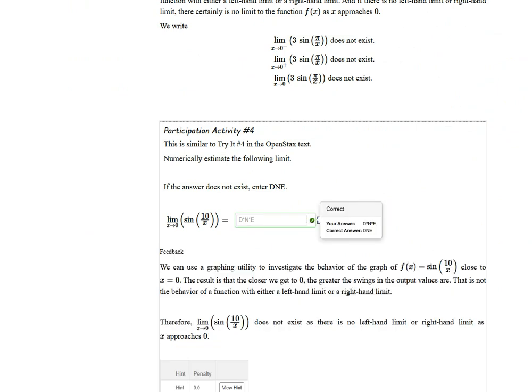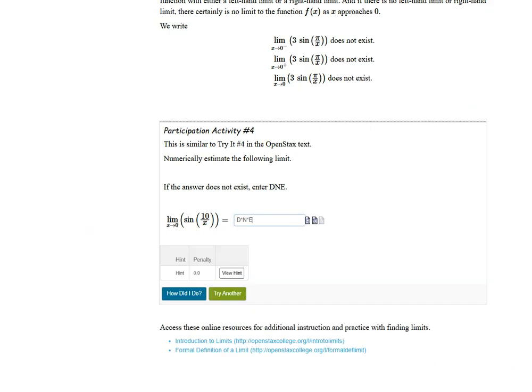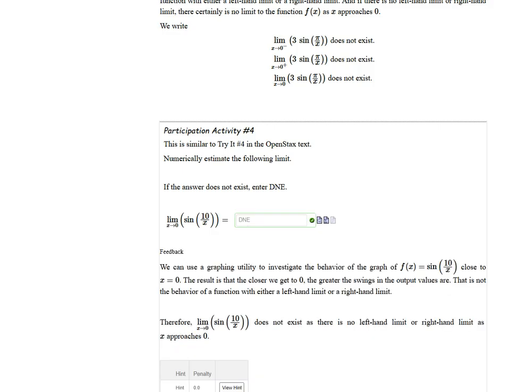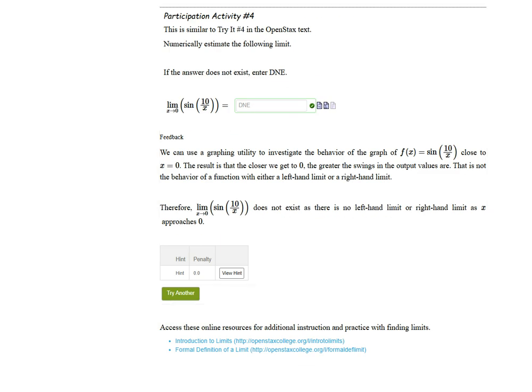I don't know why it put those things in there, because I had actually just typed in D-N-E. Hit how did I do? And it was fine. And when I came back later, it had put those little asterisk things in there. They're not there now, but I don't know. Sometimes technology baffles me. Why it does the things that it does, I don't know.